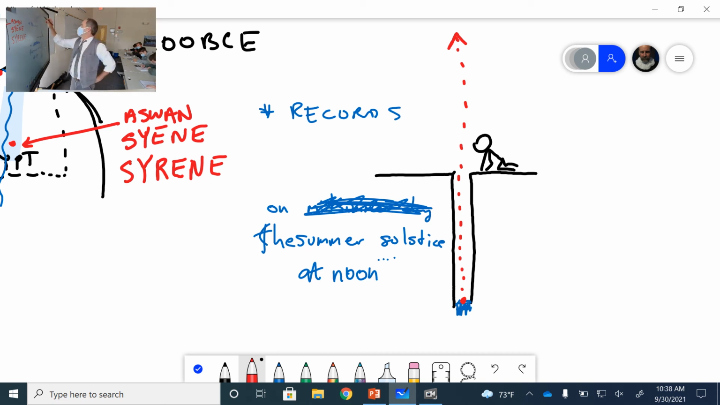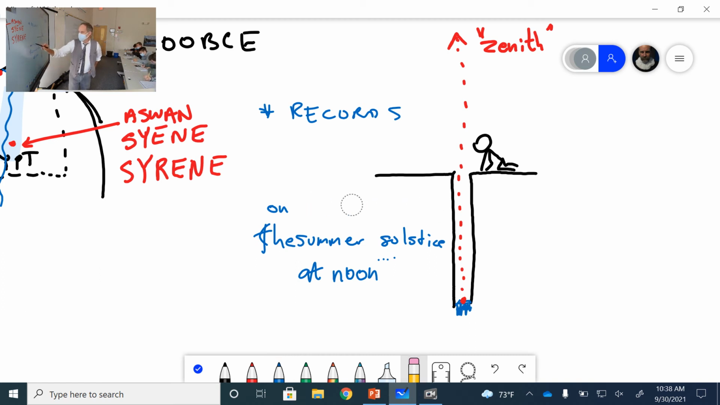The word that we would use now is the zenith. The sun is at the zenith, the highest point in the sky. So, maybe I can make this prettier. On the summer solstice, at noon, the sun is at zenith.